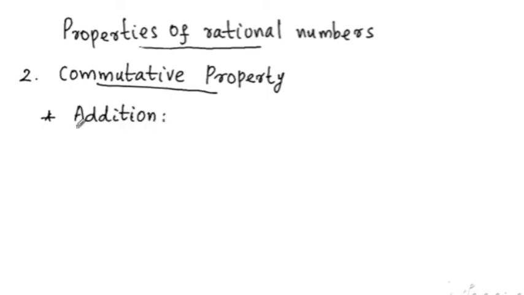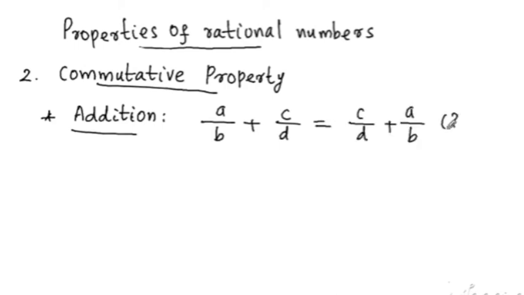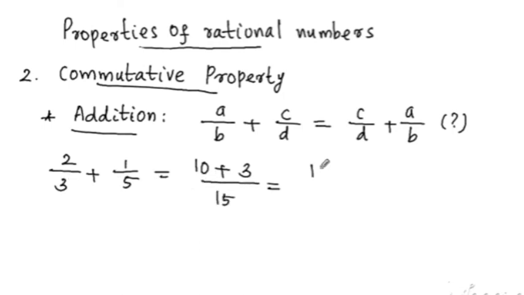So the commutative property for addition means a by b plus c by d should be equal to c by d plus a by b. Here you can see the order of the numbers is changed. So we have to verify this property. For that we can consider the problem 2 by 3 plus 1 by 5. So 2 times 5 is 10, plus 1 times 3, that is 3, divided by 3 times 5, which is equal to 15. So you will obtain 13 by 15.